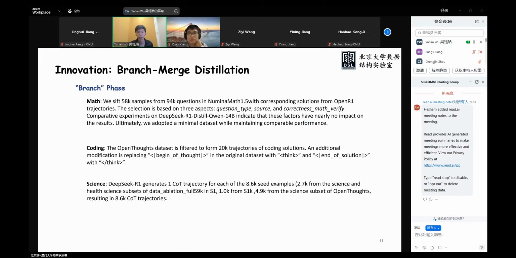Here we show the sources of data we used. All the questions come from open source datasets, and the answers are generated by DeepSeek R1. There are no noteworthy technical details, and you can just follow this detail and train your model.